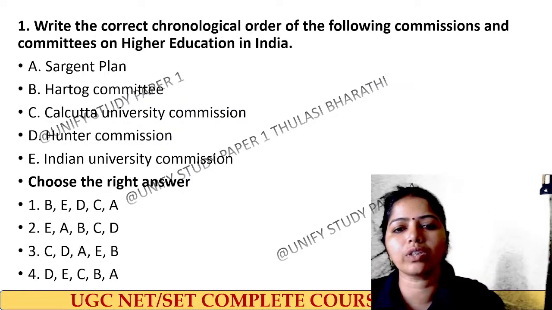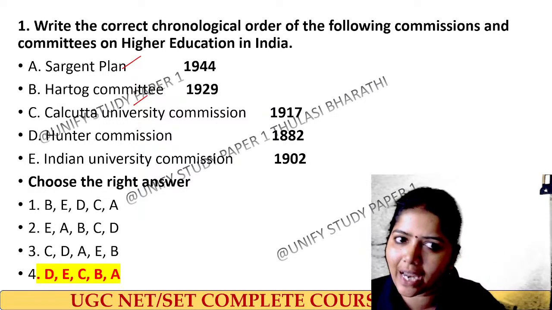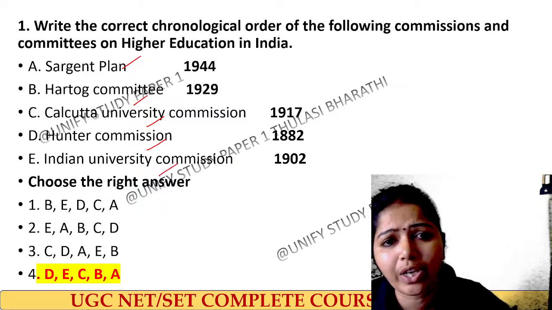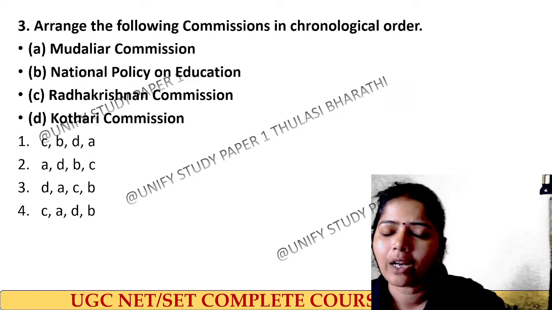The right answer for this question is option number 4. Sargent Plan 1944, Hartog Committee 1929, Calcutta Commission 1917, Hunter 1882, Indian Universities Act 1902. Very good. Next question. Quickly, don't take too much time.